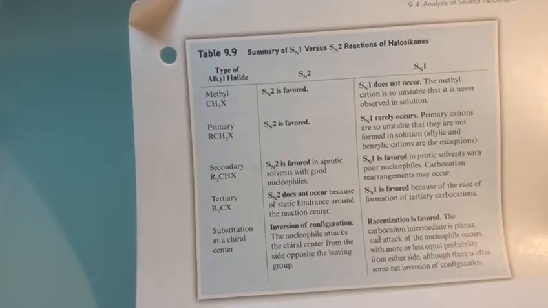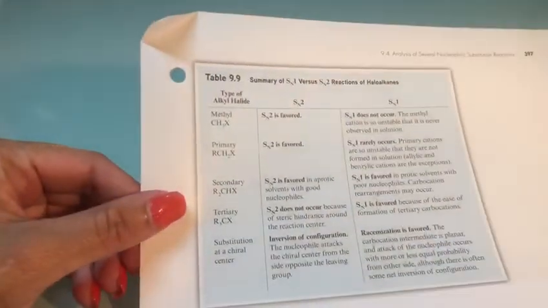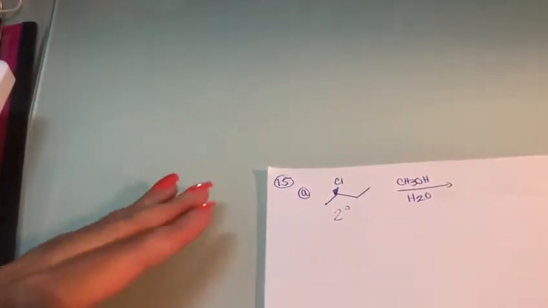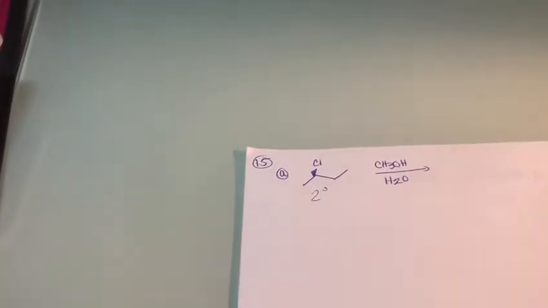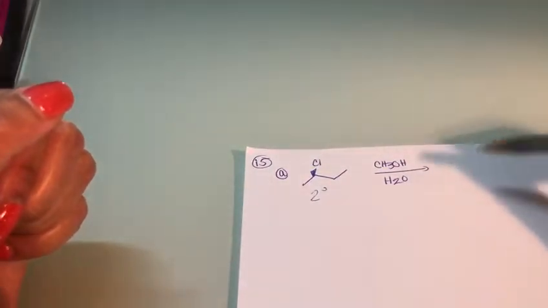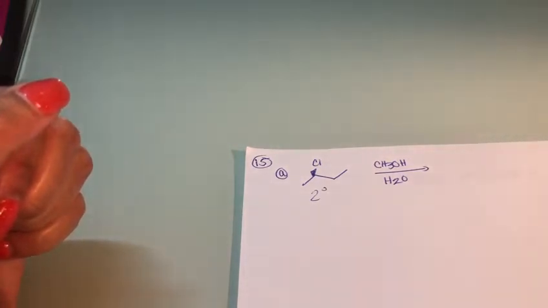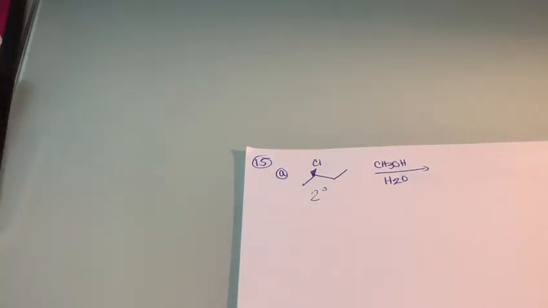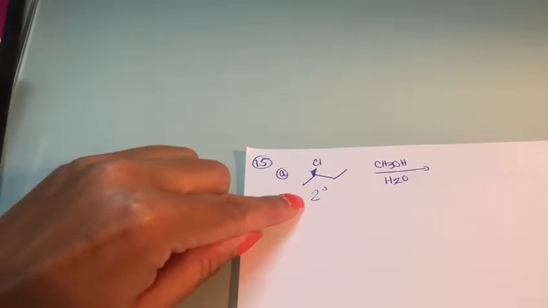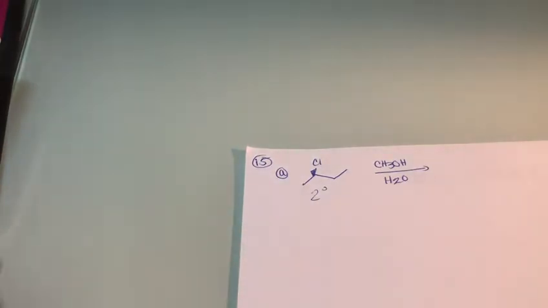All right, let's go over the first reaction of problem 15. You need to complete this reaction and also identify the reaction as SN1 or SN2. Just as we saw on that table, table 9.9, we need to first identify what type of haloalkane we have. And this one is a secondary haloalkane. And when we have a secondary haloalkane, it could either go SN1 or SN2. So you have to keep looking.